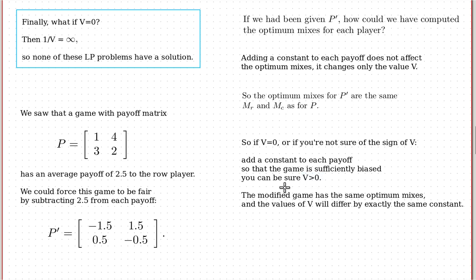And then you can just solve it as we did in the previous example, right? Because the modified game will have the same optimal mixes, but the payoff v will just differ by the constant that you added. It's like an entrance fee, right? So you just subtract off the entrance fee from the value you got for the modified game, and that will give you the value of the original game. Right? So let me do an example of that.